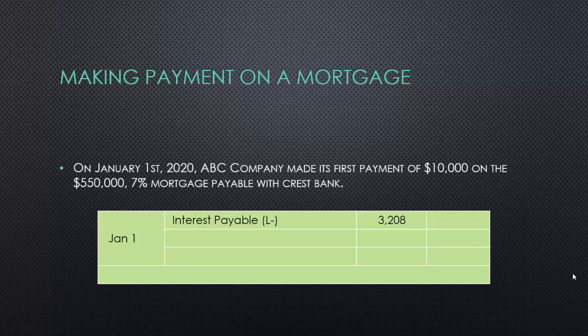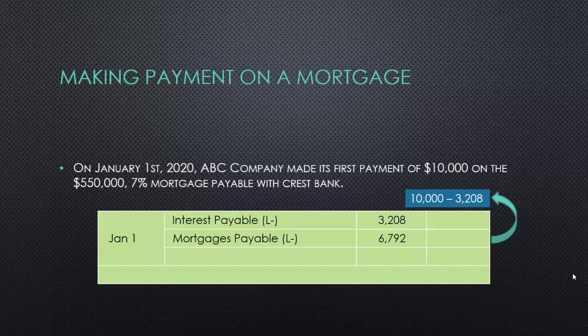We're going to have a debit to mortgages payable. Well, how much is that going to be for? Well, we know our payment in total is $10,000, and we know $3,208 of it is going to go towards interest, which means the remainder must go towards principal. So if we take $10,000, subtract $3,208, we figure out that $6,792 of this $10,000 payment is going towards the principal on our mortgage.